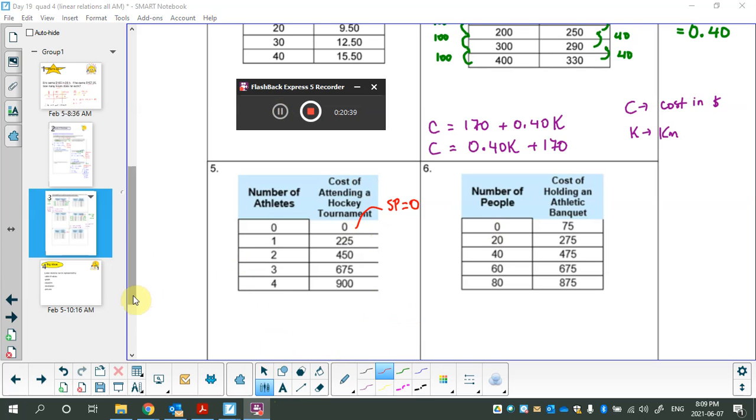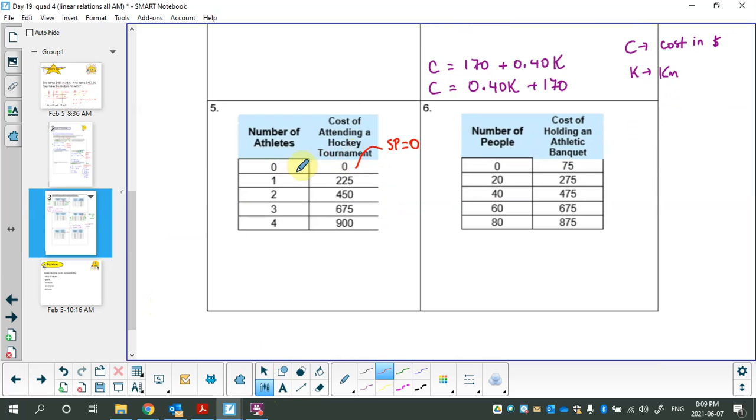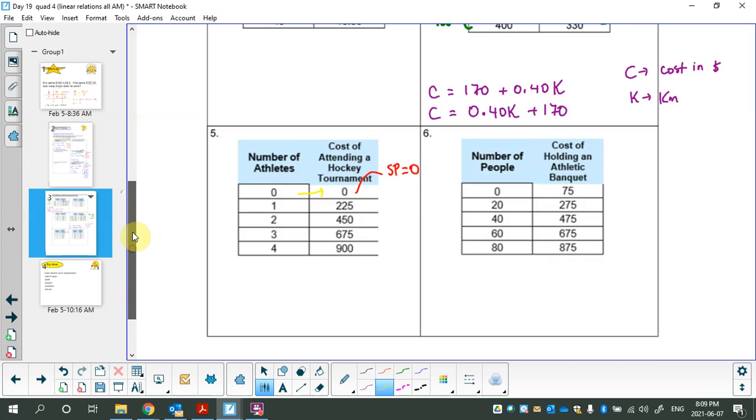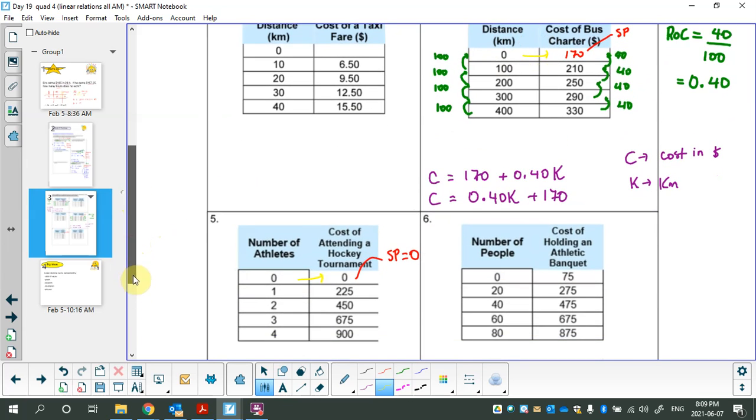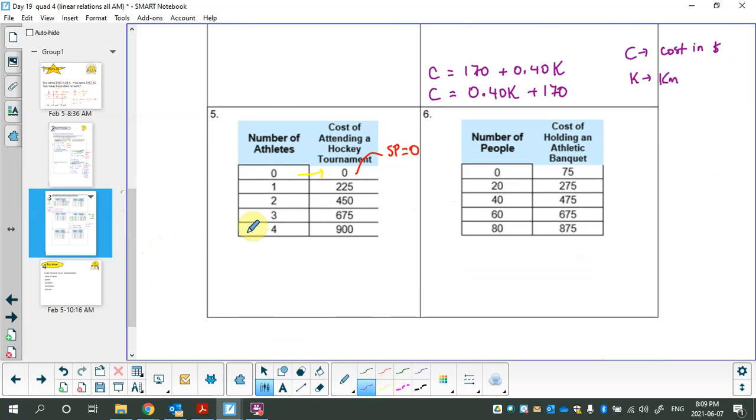So, it's way easier when we give you the starting point. Remember, your starting point is always across from the 0. Now I know how my equation works. So cost of attending a hockey tournament will start at 0, and then we're going to add on some rate of change amount, and we'll have it based on the number of athletes. So this is a number we have to calculate.